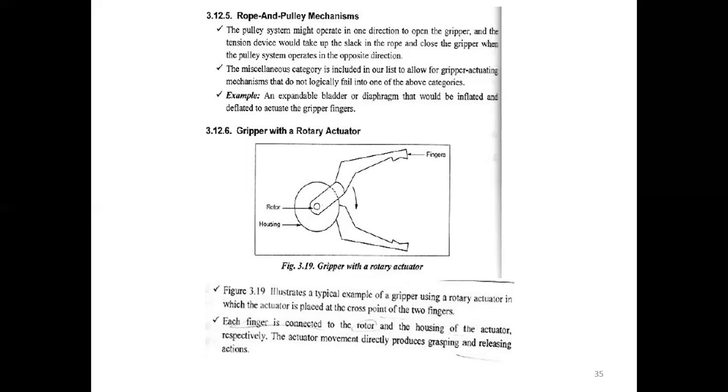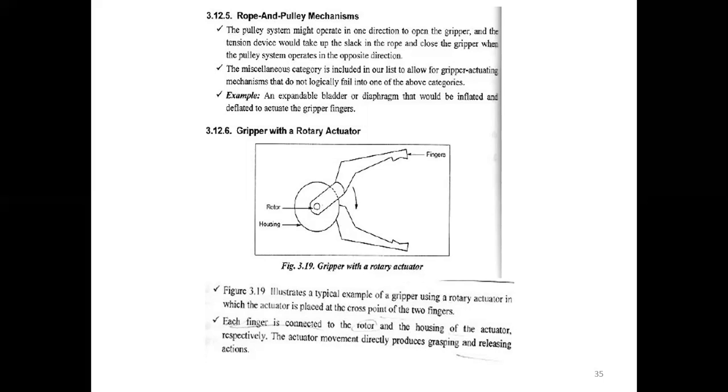The miscellaneous category is included in our list to allow for gripper actuating mechanisms that do not logically fall into one of the above categories. For example, an expandable bladder or diaphragm would be inflated and deflated to activate the gripper fingers.